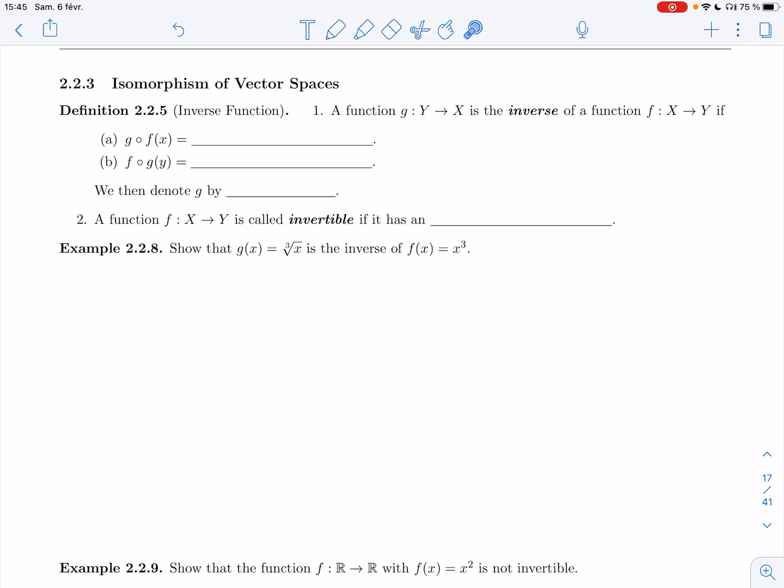Welcome back. In section 2.2.3, we'll be talking about isomorphism of vector spaces. That's what we've been working on since we started introducing kernels and images and one-to-one maps and onto functions.